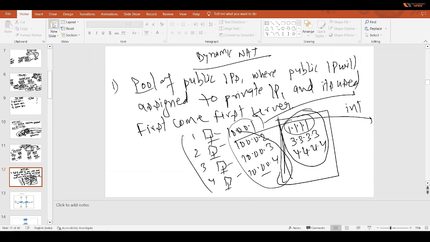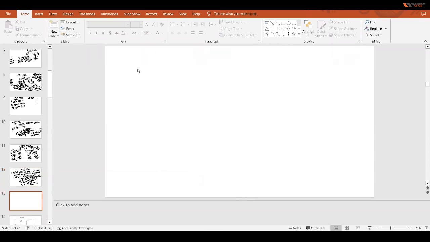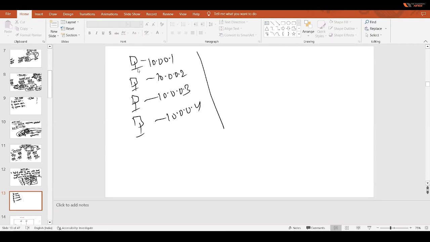I'm just explaining here with the same example: four PCs with IPs 10.0.0.1, 10.0.0.2, 10.0.0.3, and 10.0.0.4. Whenever these PCs go outside, we have assigned a pool of public IPs, 1.1.1.1, 3.3.3.3, and 4.4.4.4. Only three public IPs I have assigned. As I said, dynamic NAT uses first come, first serve.